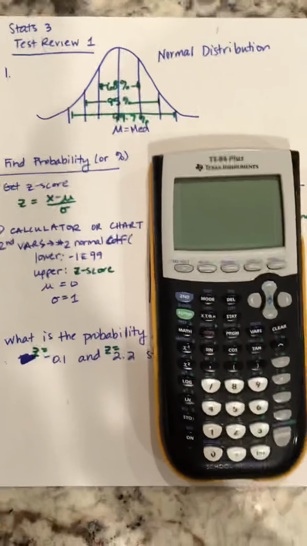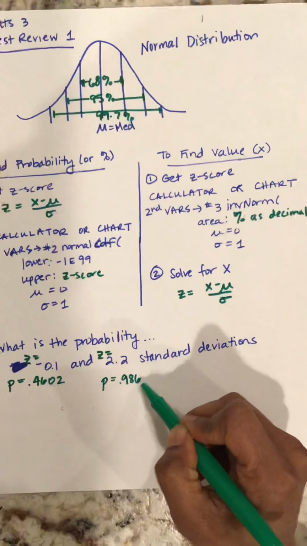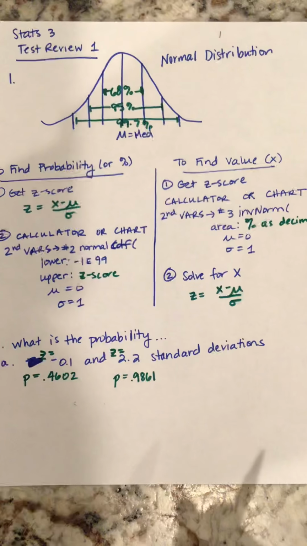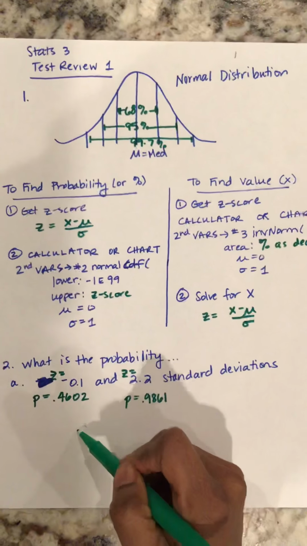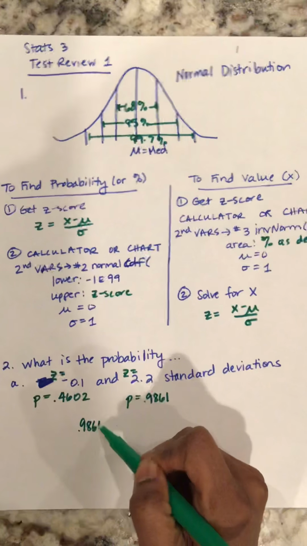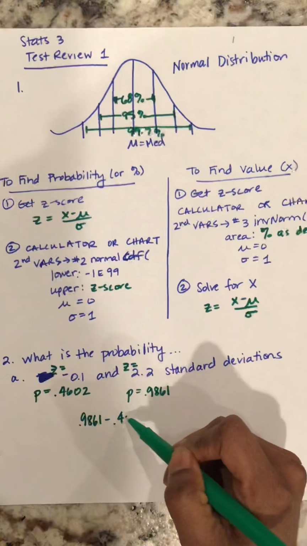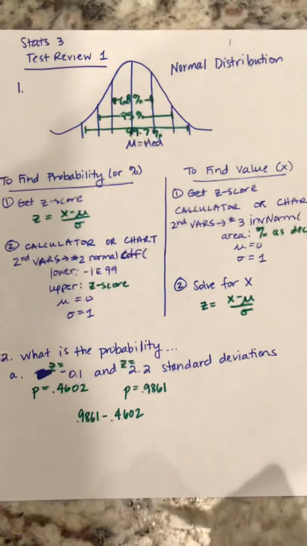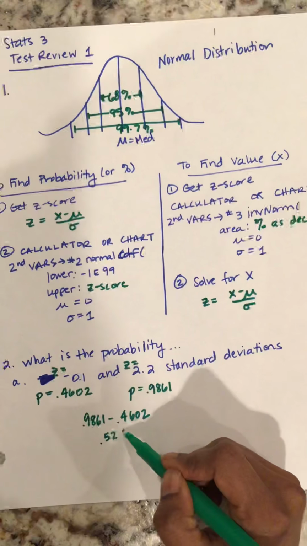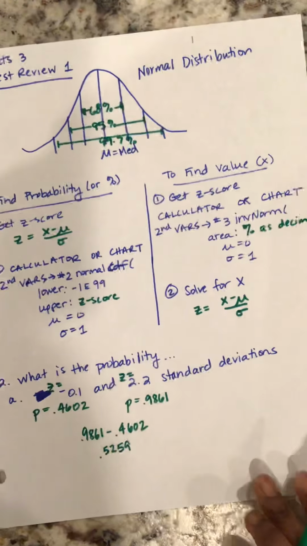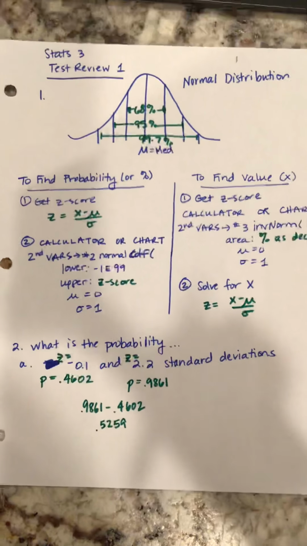All right, and now if I type in the next probability here, if you do it correctly, you will find that that probability is 0.9861. Now the question asks, what is the probability that we're going to fall between those standard deviations, which implies we need to subtract our probabilities to find the probability that we're going to fall between those. So when you subtract, you would get 0.5259. Sorry, my paper's sliding on me. Okay, so that's how you do problems 1 and 2.